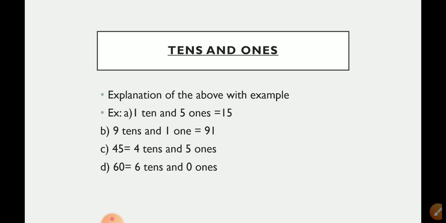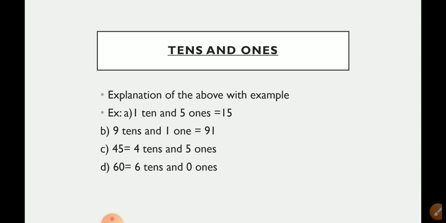Next is the first concept for this chapter 1 numbers, which is tens and ones. Now what do you mean by tens and ones? See, example in this slide you can see 1 ten and 5 ones is equal to 15. Second is 9 tens and 1 one is equal to 91.